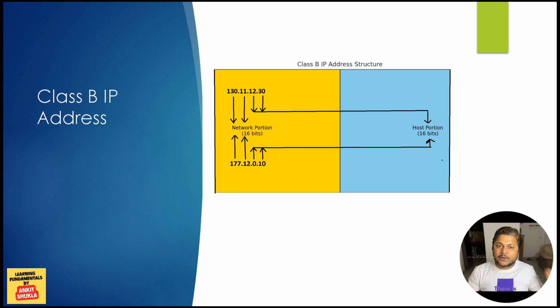So in short, the number of networks that can be there in a Class B IP is 16,384, and the number of hosts per network would be 65,534. In this diagram, you can clearly see there are two IP addresses, one at the top, one at the bottom. For the first one, the first two octets, 130.11, represent the network portion, and the remaining two, 12.30, represent the host portion. Similarly for the other IP address as well.